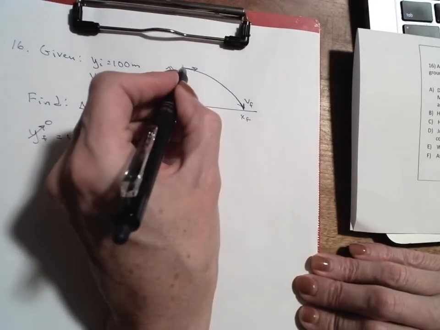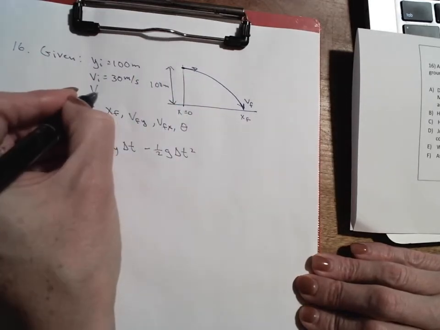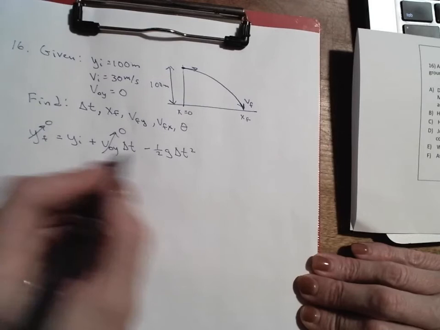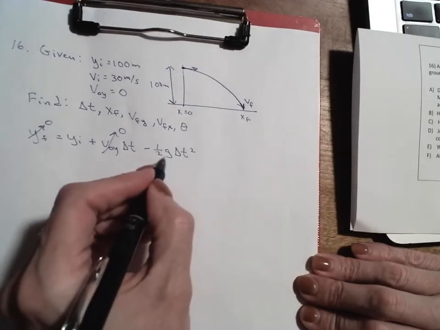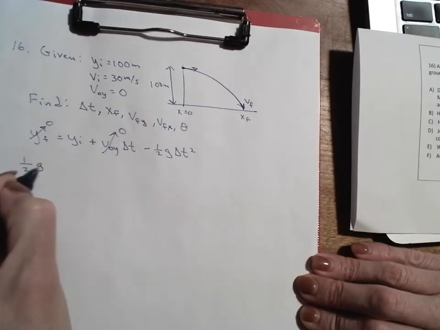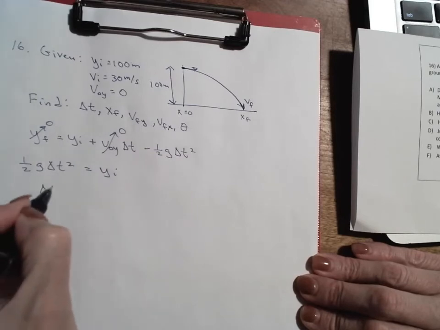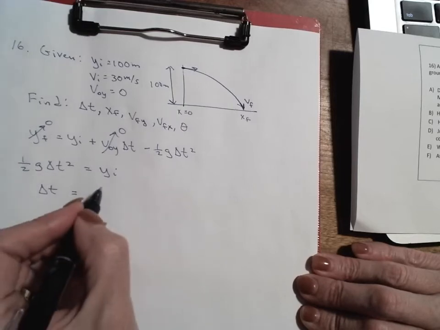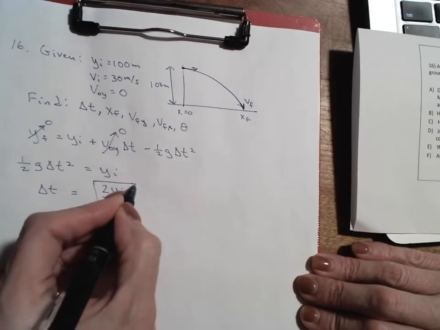I know since this is shot horizontally, that means there's no v0y, so initial y velocity is equal to 0. So right now I have just these two terms. So I'm going to bring this to the other side. I'm going to add 1/2 g t squared to both sides. And I'm solving for delta t. So I'm going to multiply both sides by 2 and divide both sides by g. So I'm going to have 2 yi over g, and I'm going to take the square root.